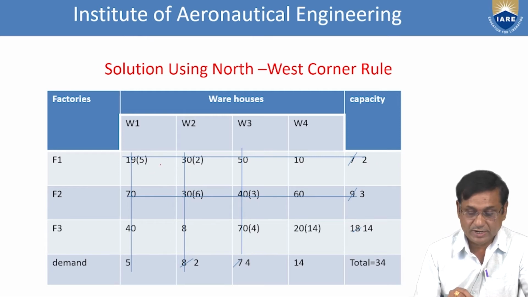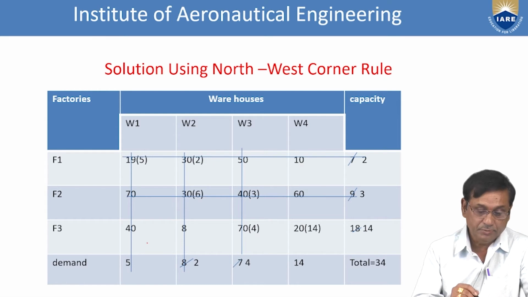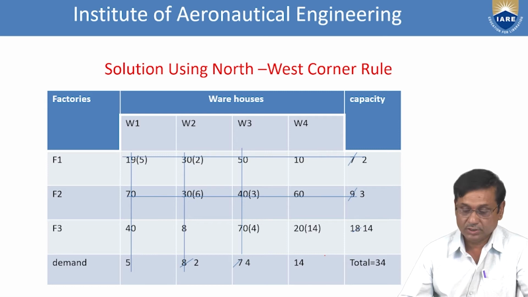Now you can check whether all the units are allotted or not. In the first row, 5 plus 2 is 7, in the second row 6 plus 3 is 9, and in the third row 4 plus 14 is 18 units allotted. So total capacity is utilized. Similarly in the demand, first column 5, second column 2 plus 6 is 8, third column 3 plus 4 is 7, and fourth column 14 units.